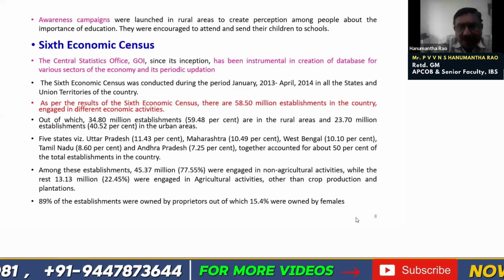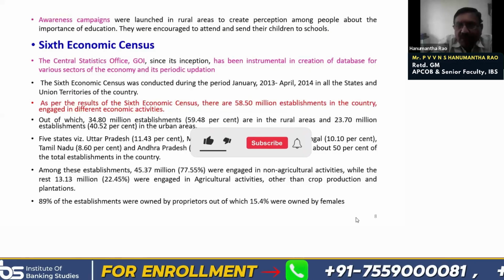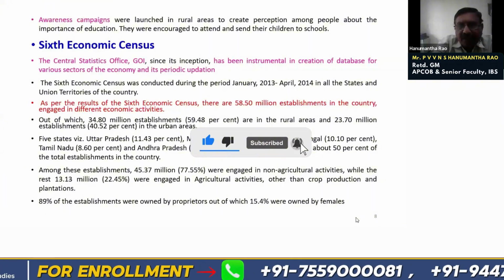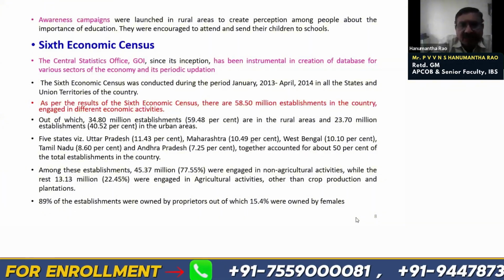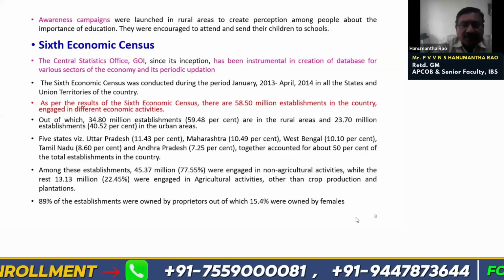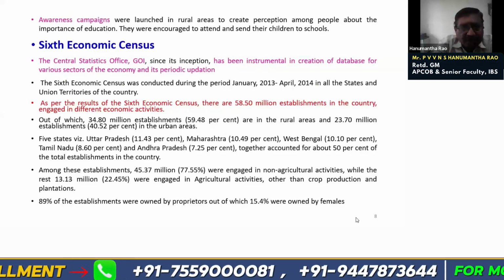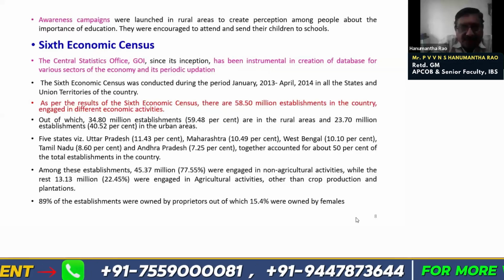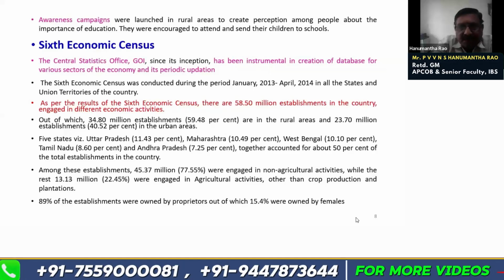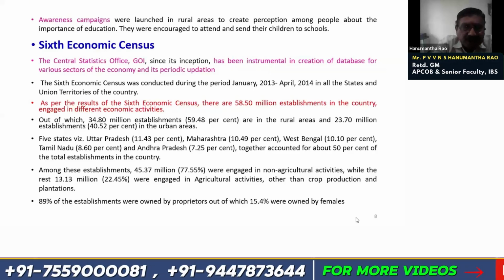So 5 states, namely Uttar Pradesh, followed by Maharashtra, West Bengal, Tamil Nadu and Andhra Pradesh. All these 5 states have accounted for about 50% of the total establishments in the country. Percentages were also given in the brackets.